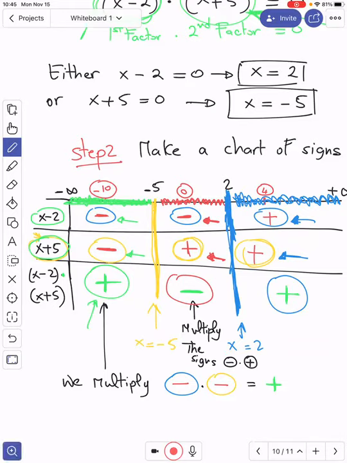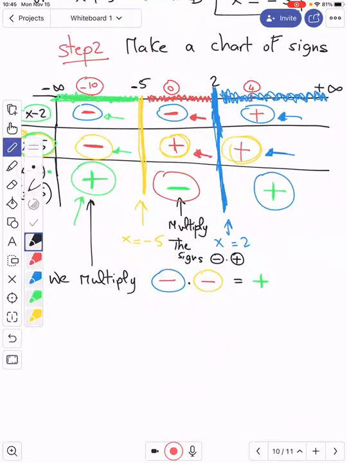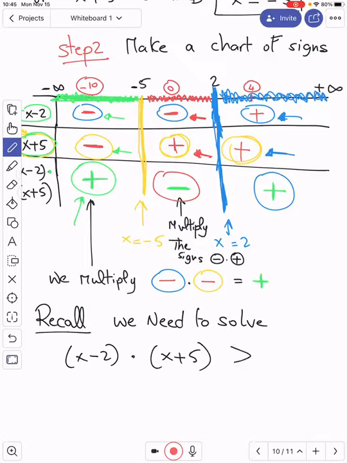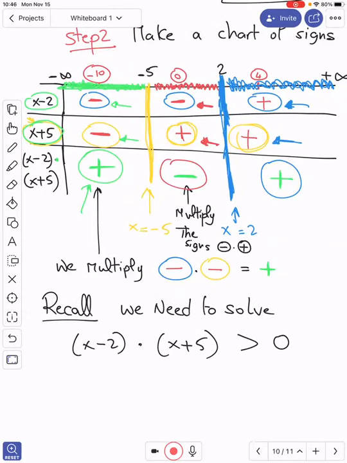Now, to answer this question, this is my step number 2. Just to remind you, we need to solve x minus 2 times x plus 5 strictly larger than 0. That's what we need to solve. So the question is, when is the product of the two factors positive?